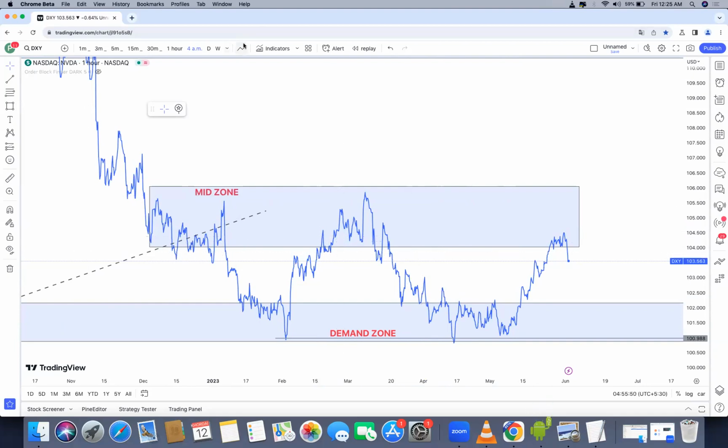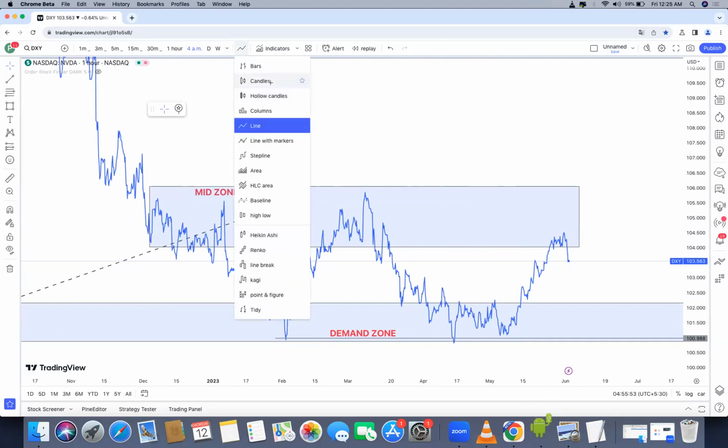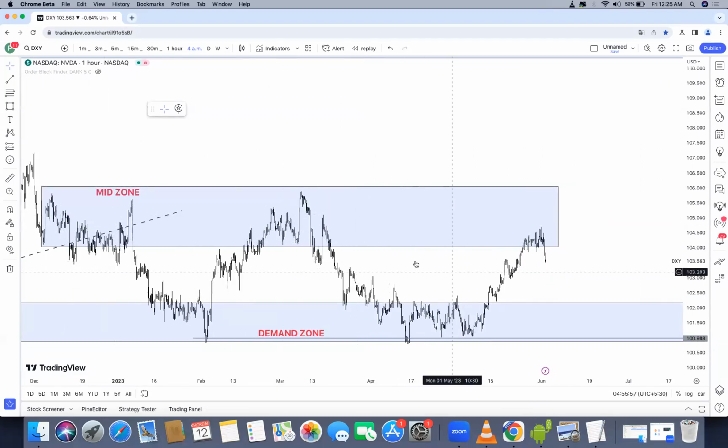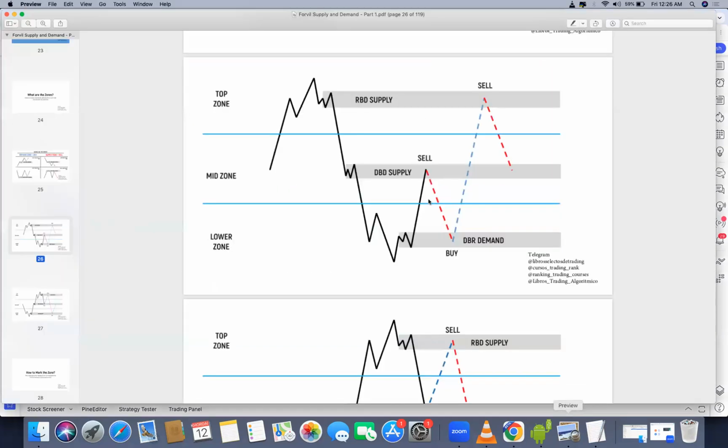So let's go back into the candlestick chart. All right, as you can see, this is another supply zone, and when the price tested this, it bounced off again. So let's check on the book again. And this is what I was telling you about: top, mid, and lower zone. The price could tap another supply zone within this mid zone, and then you can sell. So let's see it there.